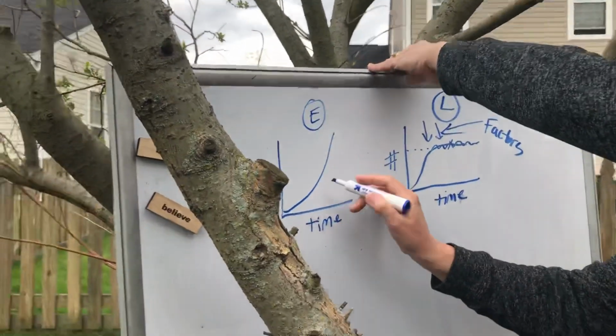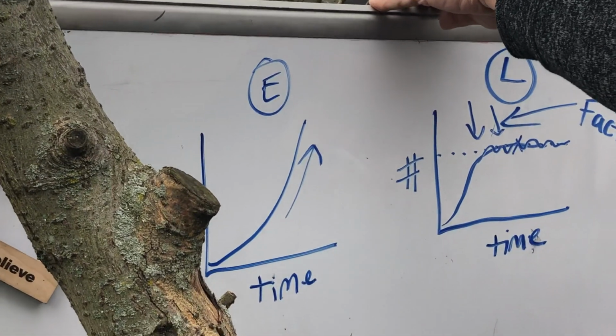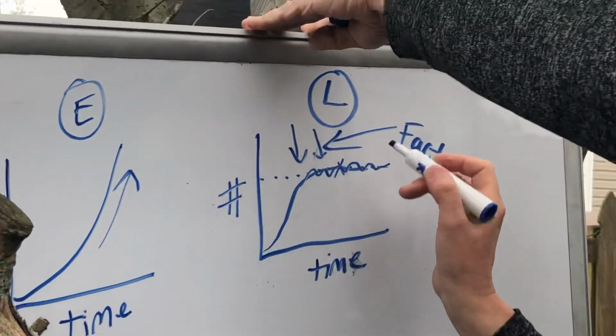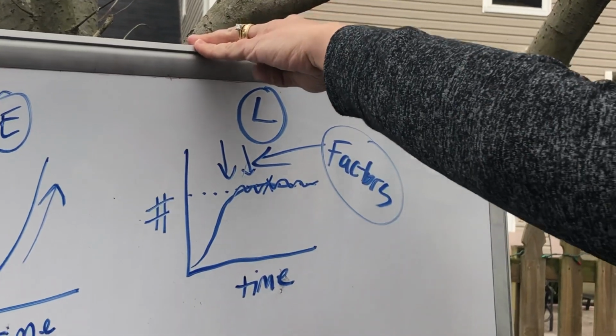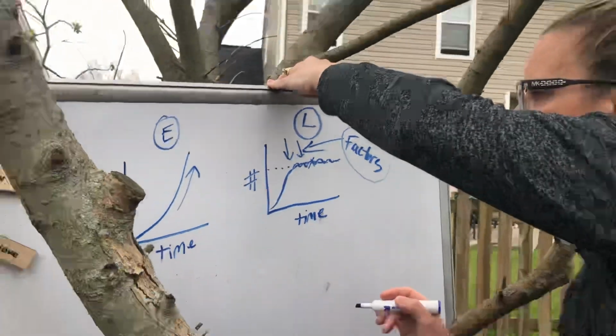This population here, this is exponential growth. It's increasing by a constant percentage over a period of time. Over here, logistic growth takes into account these factors, okay? And we'll stop right there.